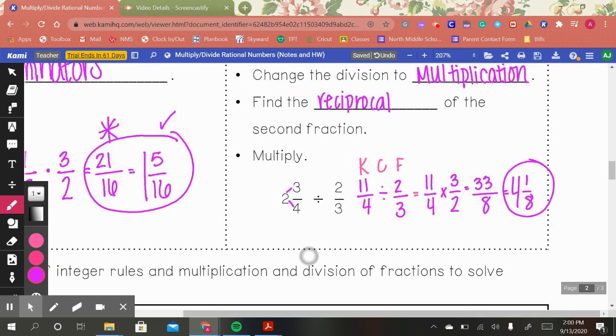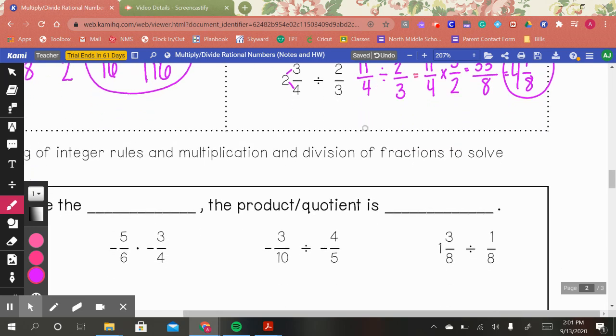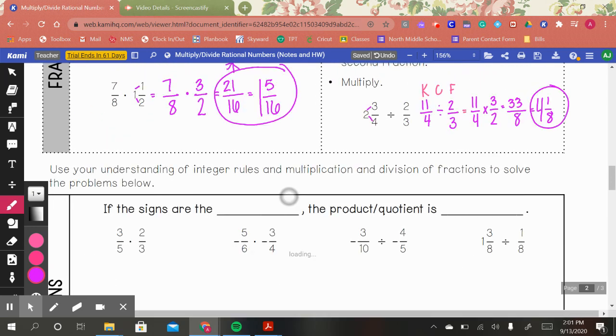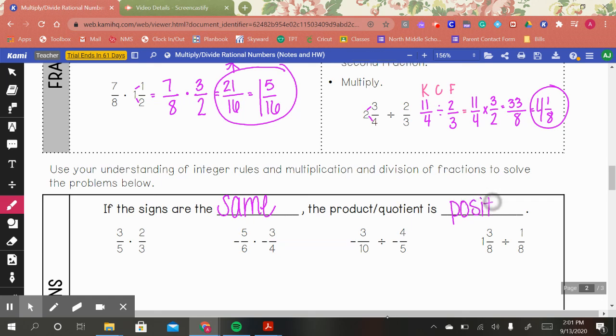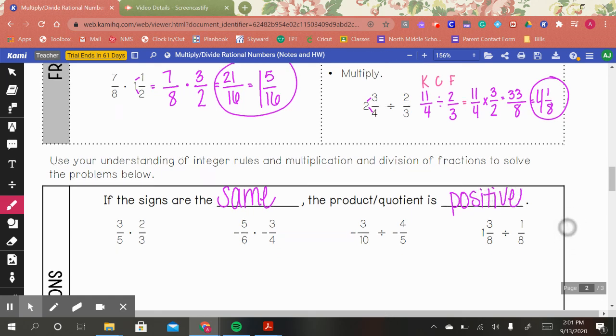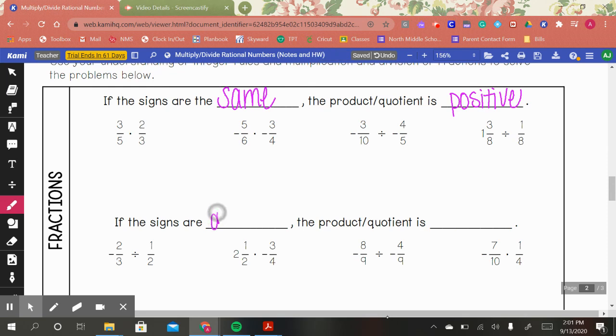All right, let's do some practice. Use your understanding of the integer rules and multiplication and division of fractions to solve the problems below. If the signs are the same, then we have a positive answer. And if the signs are different, then the product or the quotient is negative.